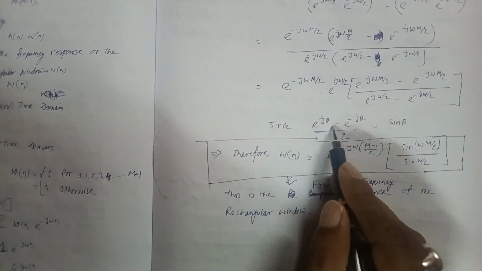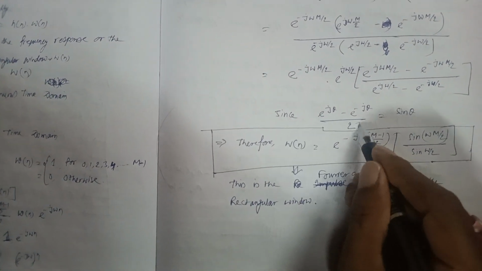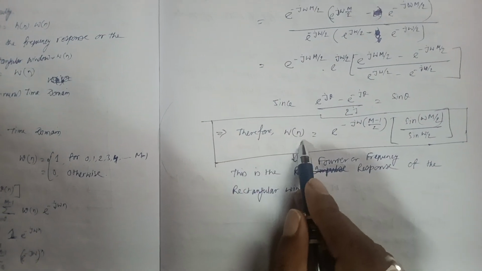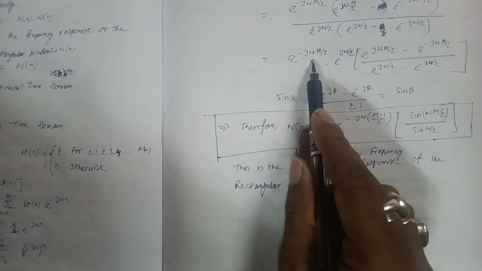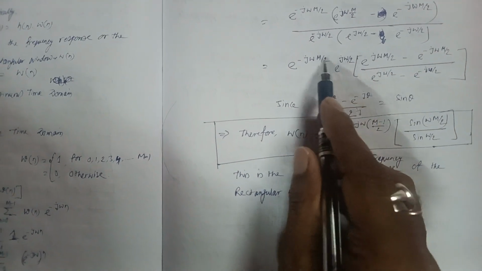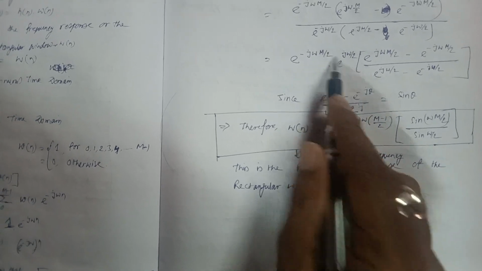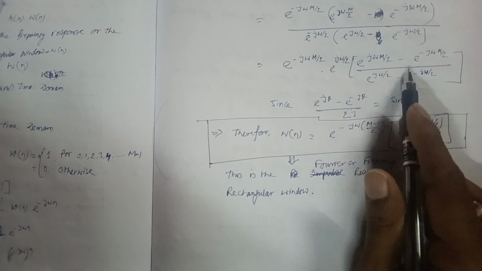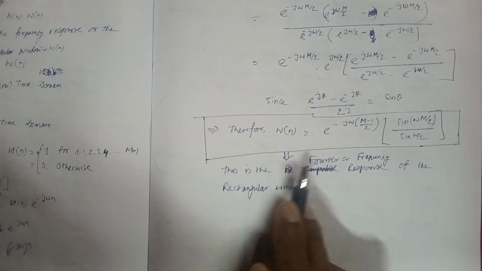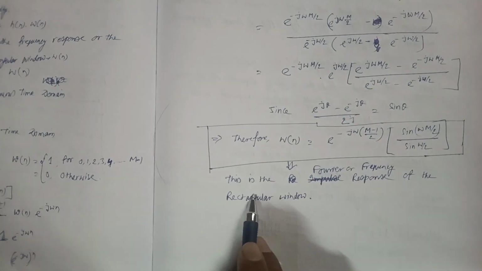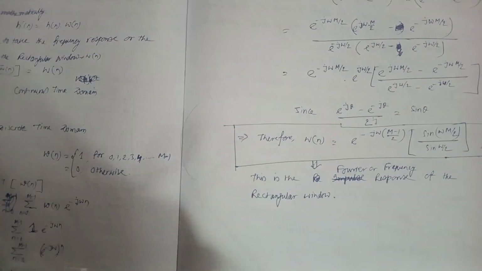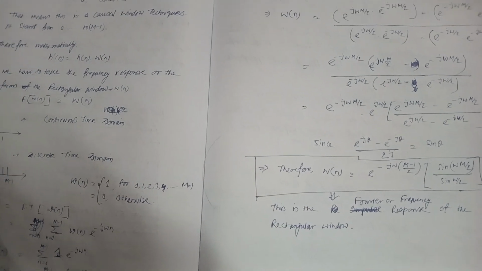Since we know e to the power j theta minus e to the minus j theta by 2j equals sin theta, so finally we can write here w of n equals e to the minus j omega, common we have taken, (m minus 1) by 2, into sin(omega m by 2) by sin(omega by 2). And this is the Fourier or frequency response of the rectangular window. This is nothing but the mathematical expression of the Fourier transform of the rectangular window w of n.